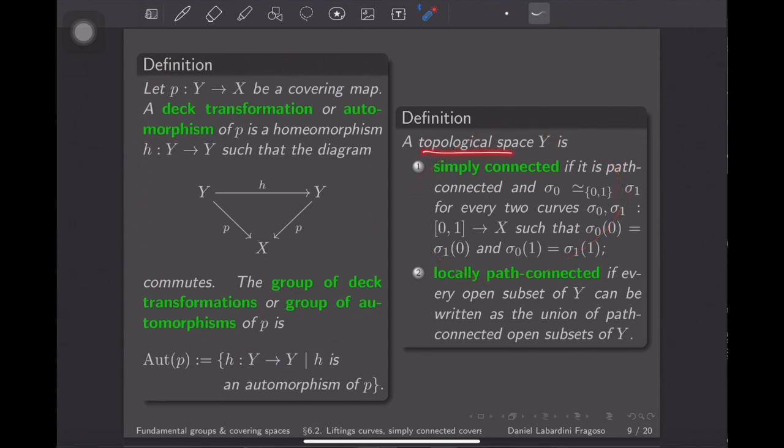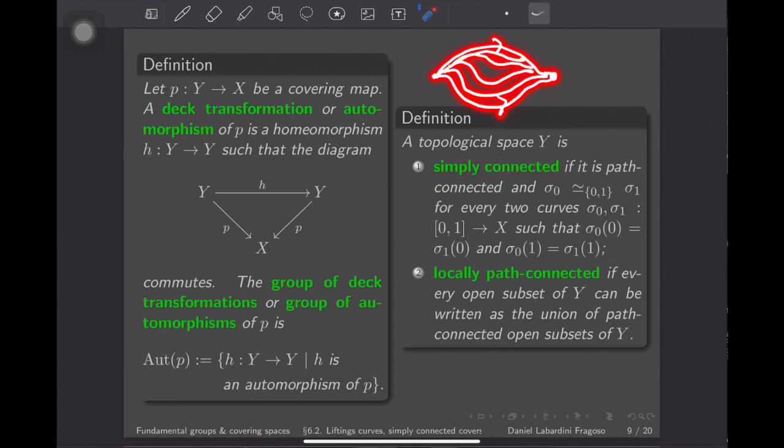So before this, let me remind you. A topological space is said to be simply connected if, first of all, it's path connected. That's going to be part of the definition. So between any two points, there always is a continuous curve connecting them. And every time you have two continuous curves beginning at the same point and ending at the same point, they are homotopic relative to endpoints.